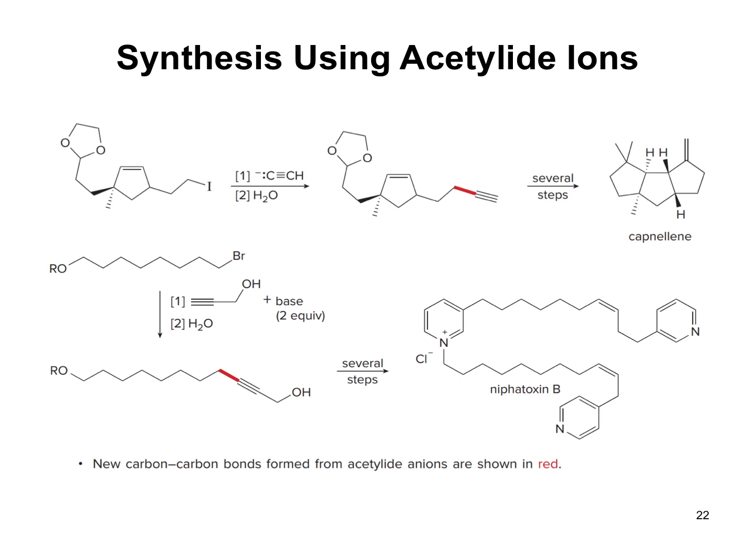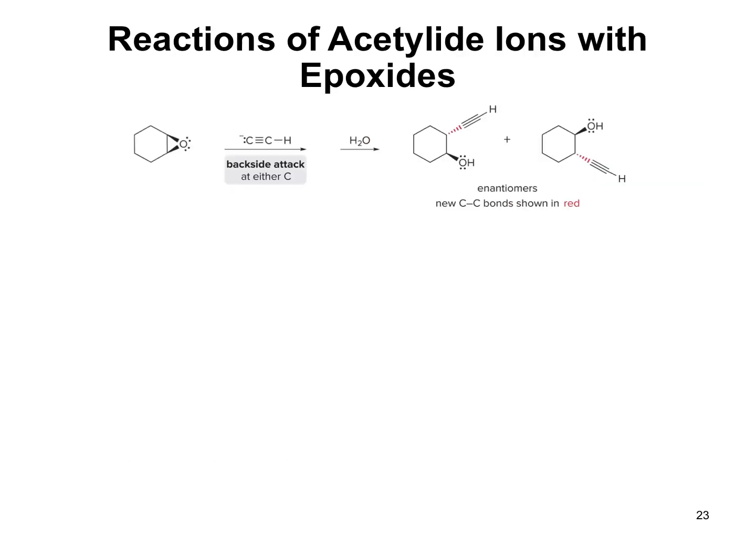Now, acetylide ions can also react with epoxides. And so here's an example where we see that there's a backside attack at either carbon, and we end up attaching the acetylide ion and we get enantiomers. Now, I do want us to look at this mechanism. So I have a different example for us for this mechanism.